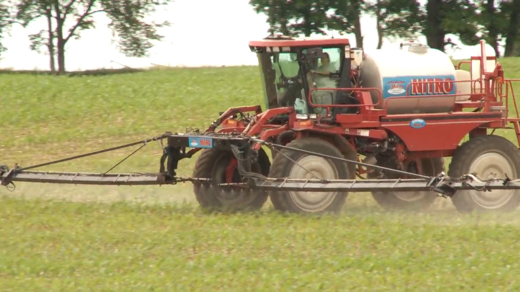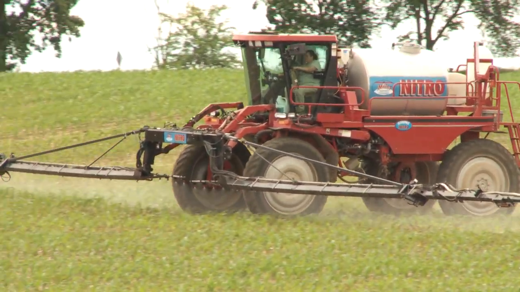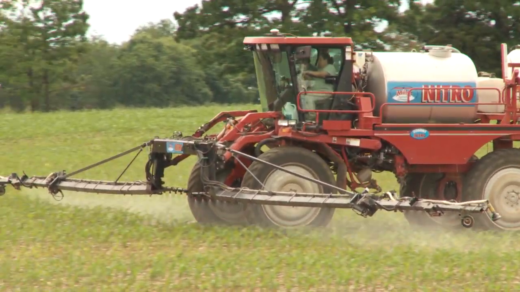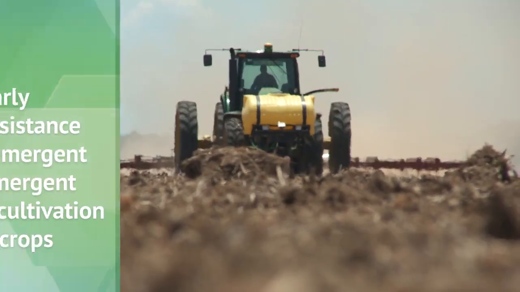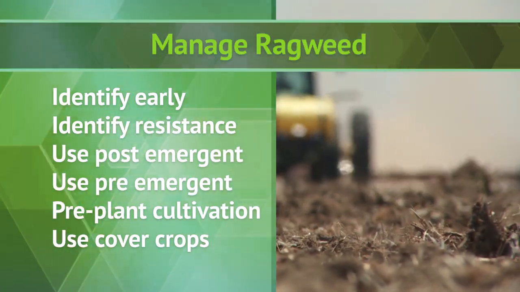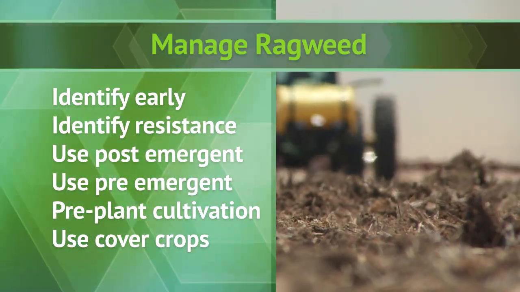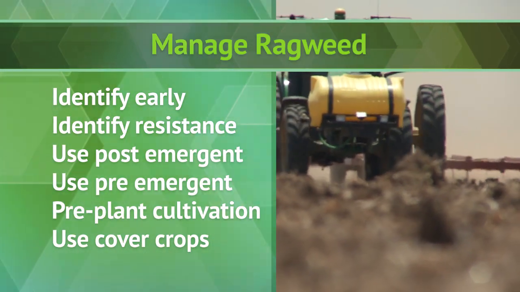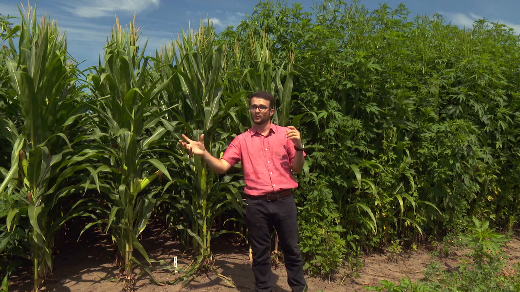In addition to using post-emergence herbicides, however, growers also need to think about using an effective pre-emergence herbicide program and to perform other management strategies, such as pre-plant cultivation or using cover crops, to suppress weeds and help prevent herbicide resistance. Over the years, I think growers have relied tremendously on post-emergence herbicides.